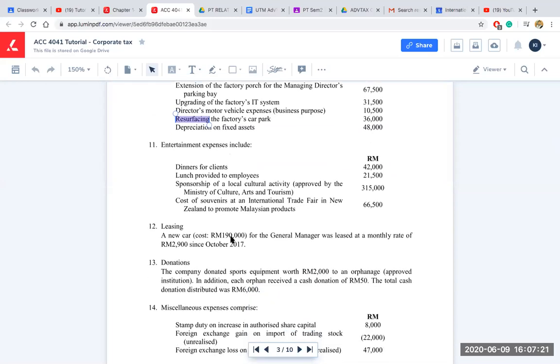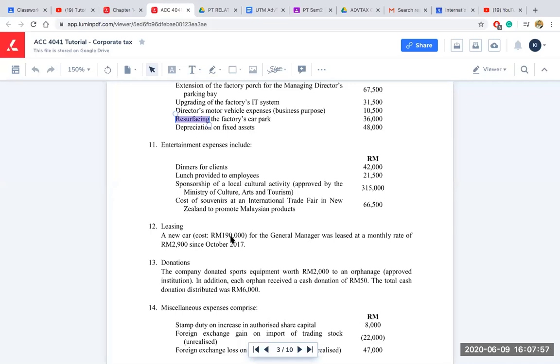And then we have note number 11, dinners for client. Okay, kalau you talking pasal entertainment, you ada siapa? You ada client, you are the employees, you are the supplier. Employees is always 100% allowed. Client is always 50% allowed, 50% not allowed. So, whenever you have 42,000, maknanya you are going to add back 50% of that. Because 50% allowed, 50% add back, not allowed. So, you always have to add back 50% lah kalau clients. Kalau employees, alright, is nil.